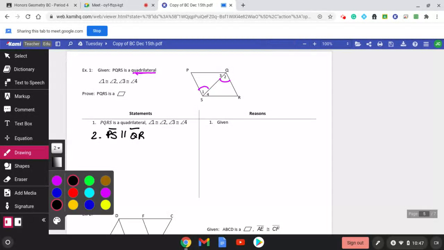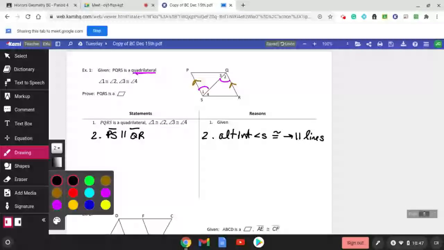I'll mark it down. I'll put it on my diagram. Good job, Ryan. It maybe has been a while since we used this reason. Why are they parallel? Because alternate interior angles congruent imply parallel lines. Everyone's good. So I have 1 set of parallel lines, not a parallelogram yet. Not yet. Let's go to the other given.